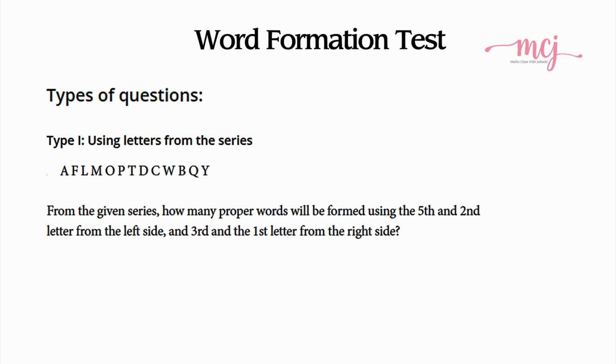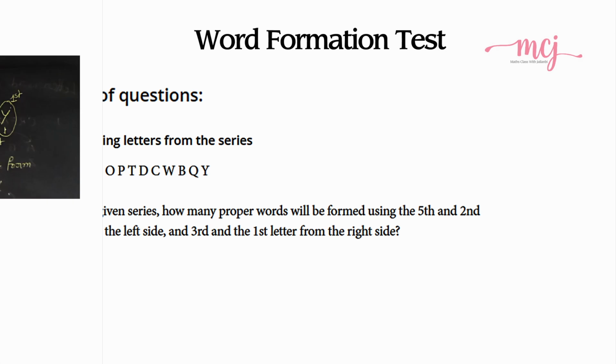First, by using the letters given in the word. Type 1 is using letters from the series. Here we have a series. From the given series, how many proper words will be formed using the fifth and second letter from the left side and the third and the first letter from the right side?